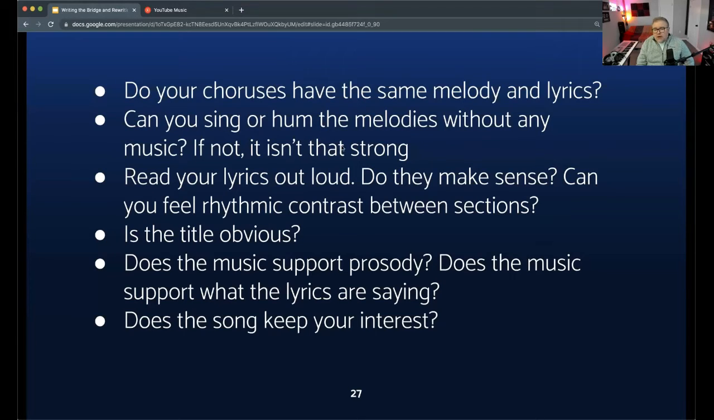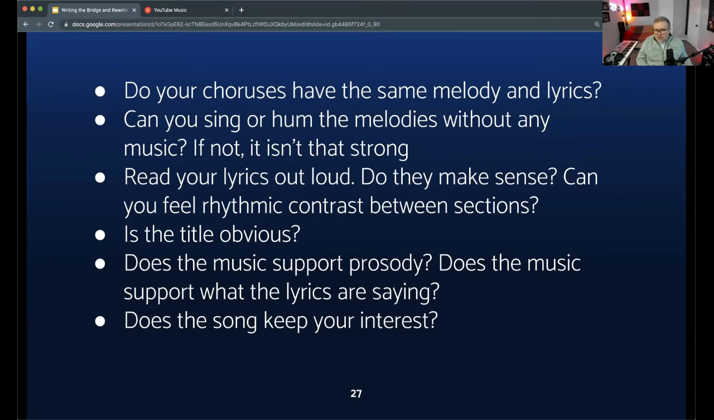Also, can you sing or hum the melodies without any music? If you can't sing your melodies without music, your melody might not be that strong. Also, this is huge. After you write your song, read it out loud like it's prose. Does it make sense? And can you feel rhythmic contrast between the sections? If you read your lyrics and they don't really make sense, or you wouldn't really speak it that way, then you can go back and rewrite them.